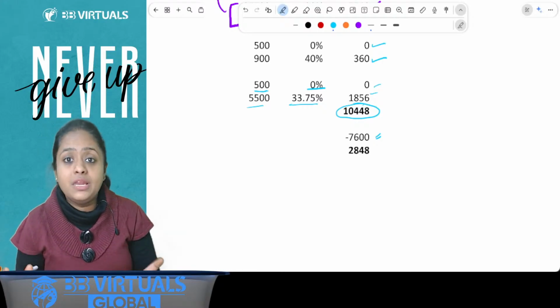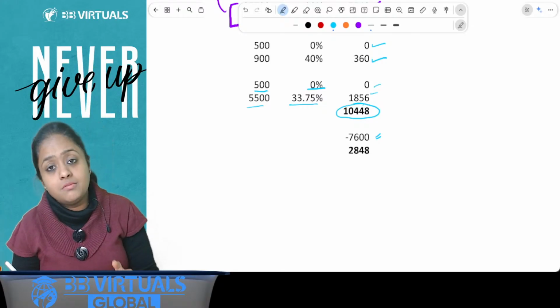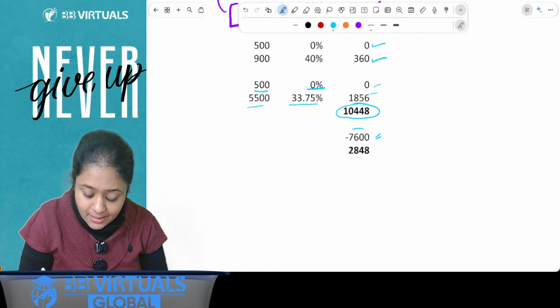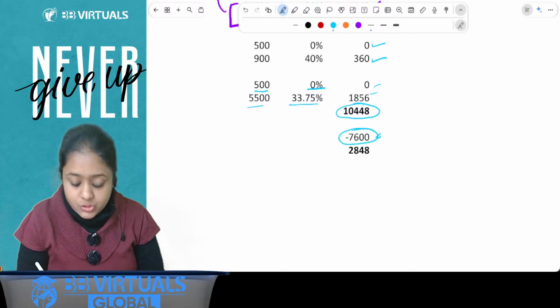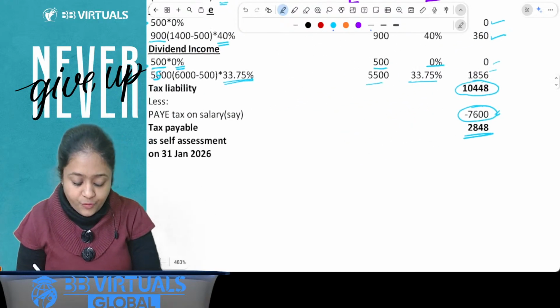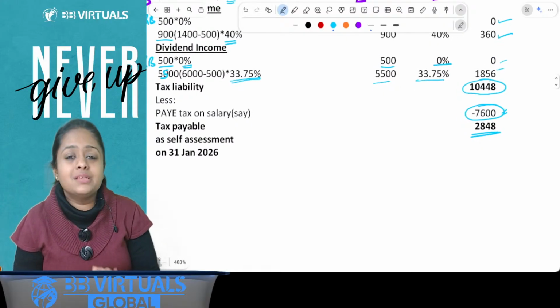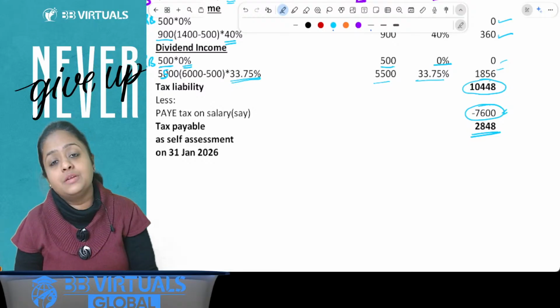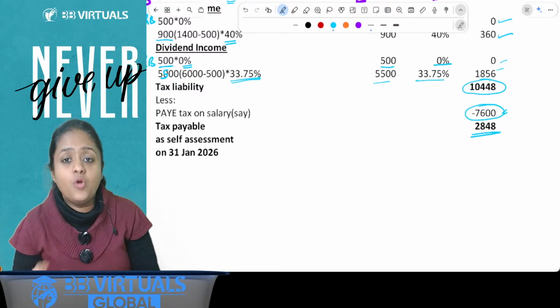So then you will only pay the remaining tax. The income tax payable will be this total tax less PAYE. You will reduce PAYE, so you will get net tax payable of 2,848. When is the tax due? That we will do later in the chapter on administration. But I hope we are clear with this.